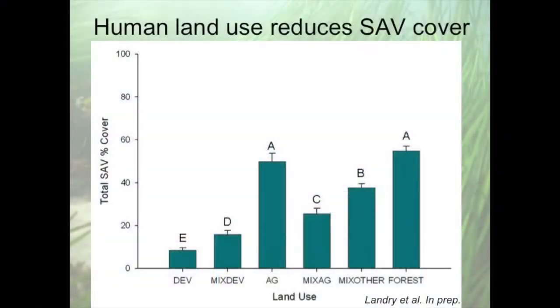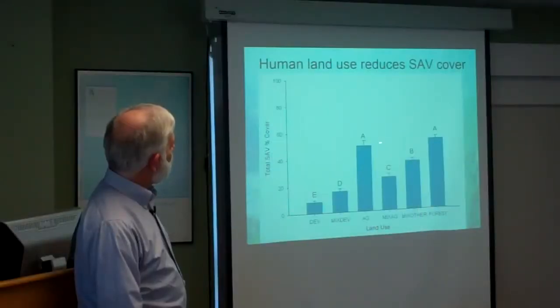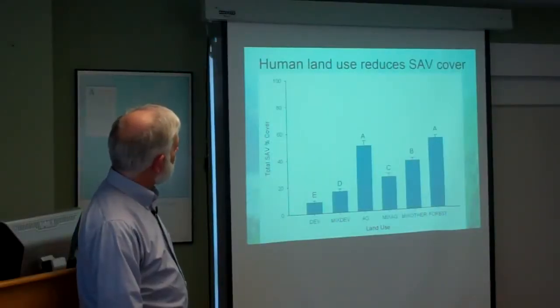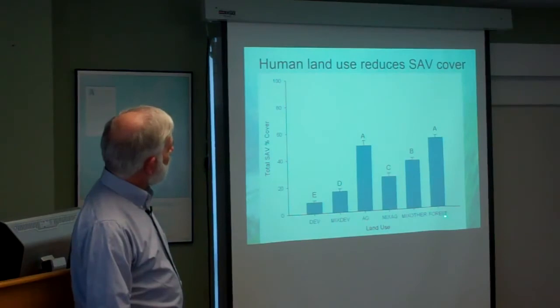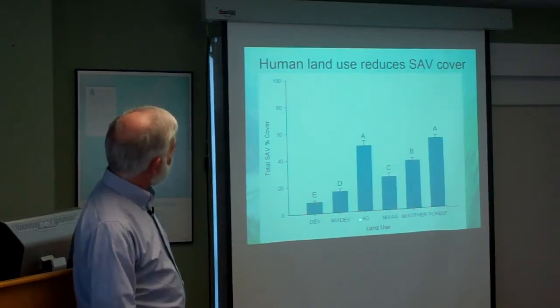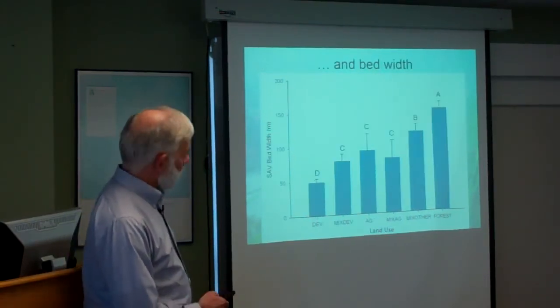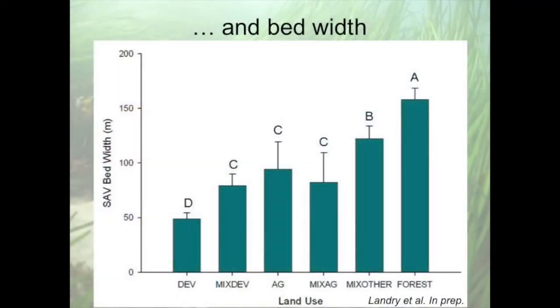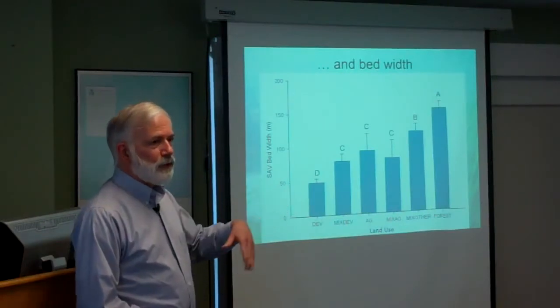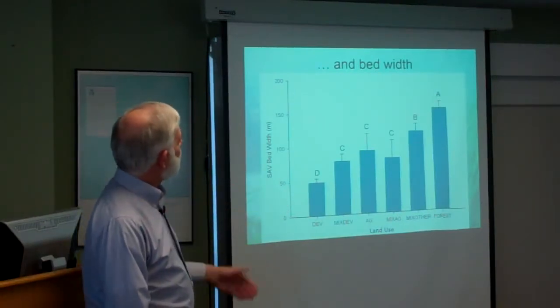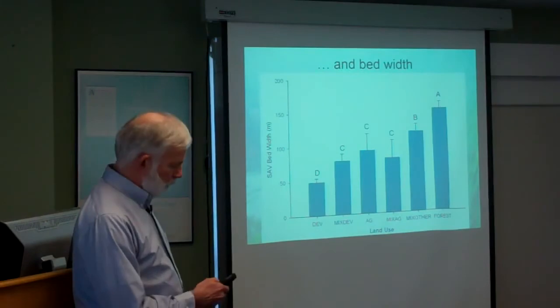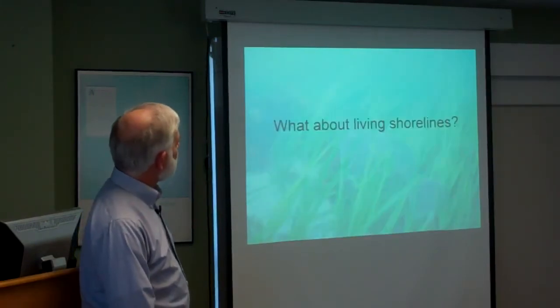So this is the total SAV cover, and as with the previous analysis based on the bay-wide aerial photography, we again have a gradient from more natural forested systems over here to more disturbed, and we're again seeing a strong land use effect. And that's also true looking at bed width as the response variable. Okay, so we have a case where we're confirming the same findings between the field study and the study based on aerial mapping.